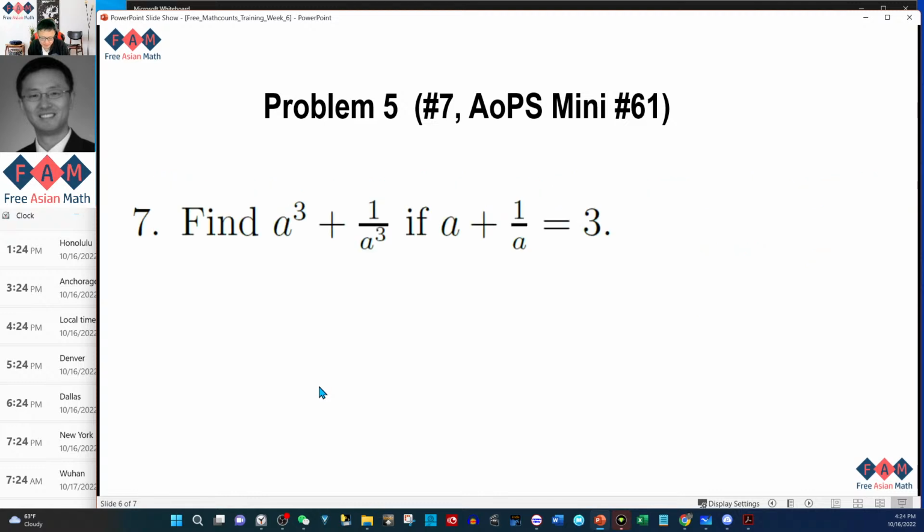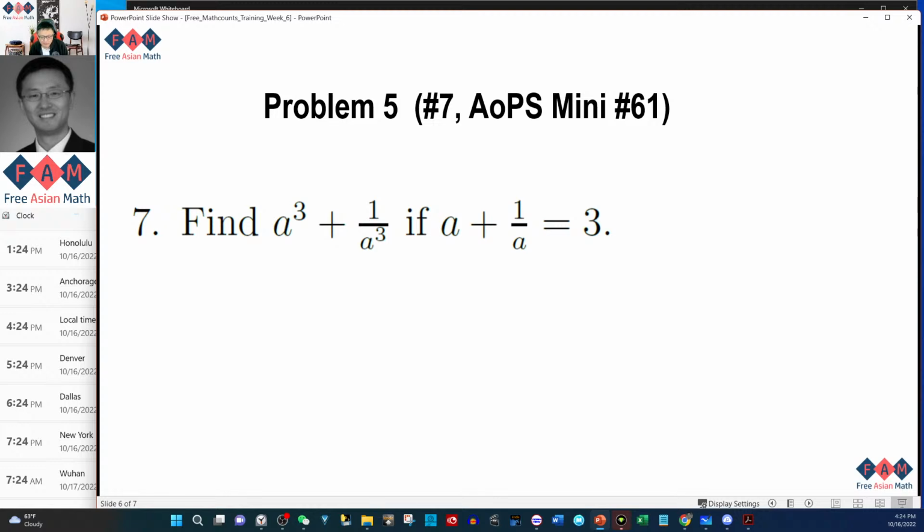Next problem. Well, this one is a little bit harder, right? Really? Not so. It looks a little bit familiar.